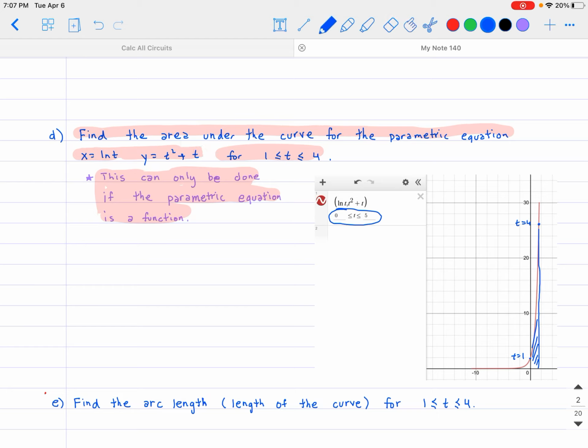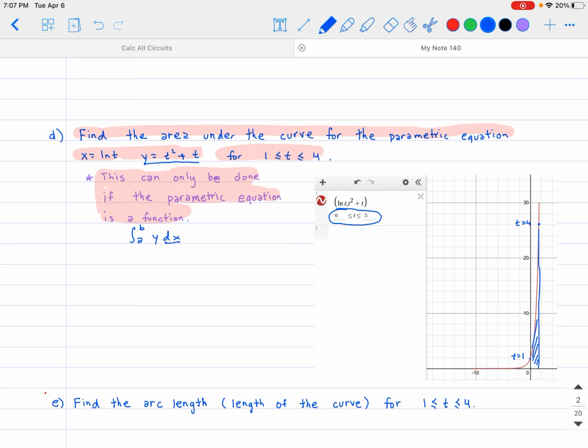So now let's think about what we did in calculus to figure this out. The area under the curve is normally the integral from a to b of y dx, because that is literally base times height. All of those things we actually have, so we can apply this. We know the equation for y: y is t squared plus t.